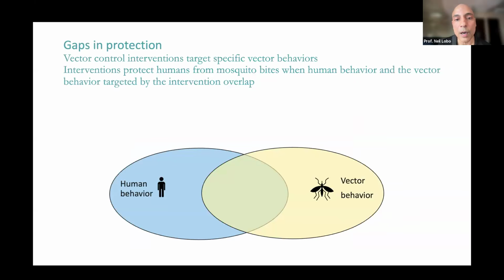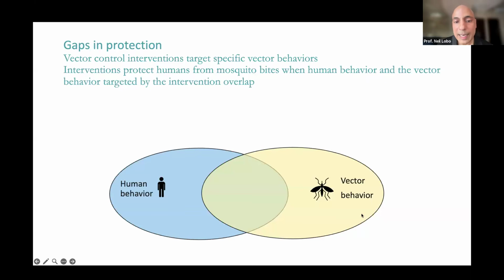And this gap in protection is where there's a place or time where a human being is not protected, no matter how you look at it, right? So vector control interventions target specific mosquito behaviors, right? And interventions protect humans from mosquito bites when the human behavior and the vector behavior targeted by that intervention overlap. So we can see in the green in the middle is where you're going to get transmission, where humans and vectors overlap.